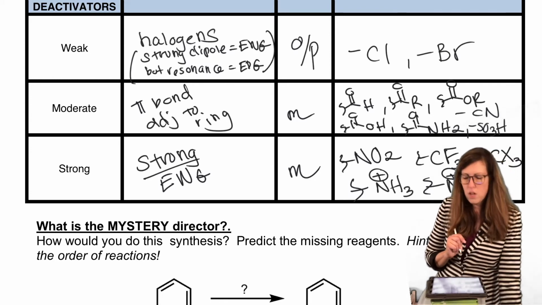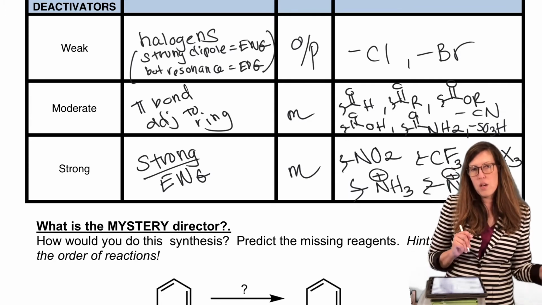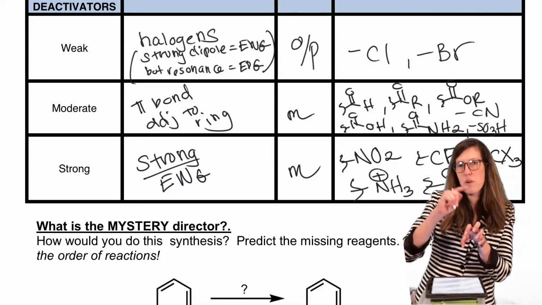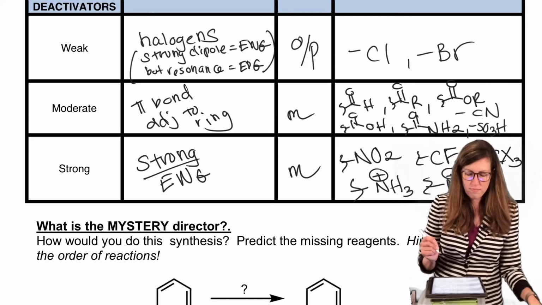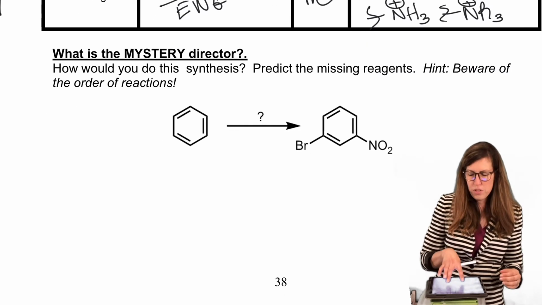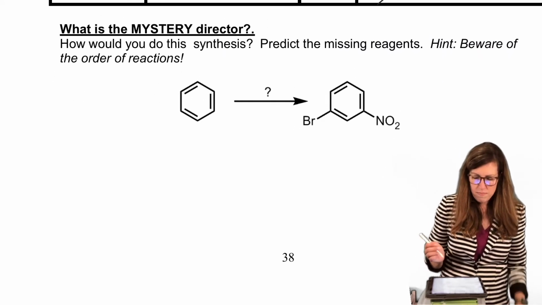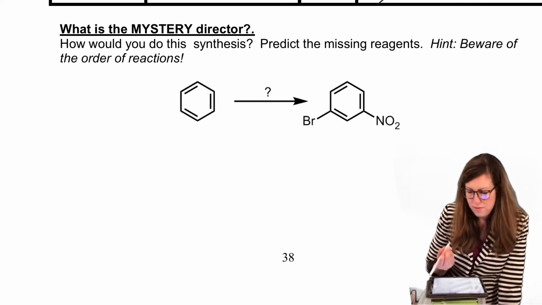Okay, so how does this come into play? We've kept it kind of simple, where we might say there's something already on the ring and we're going to put one more thing. But we're going to start getting to multi-step synthesis. So we'll get there slowly. Let's just do a two-step instead of a one-step. So we've been doing one-steps all this time. What's the mystery director? So we've only covered 2 of the 5 electrophilic reactions.